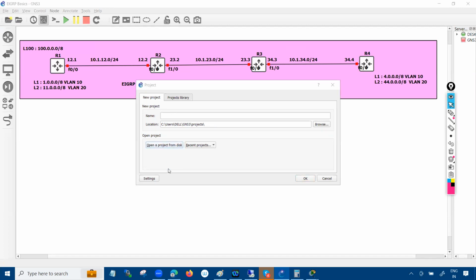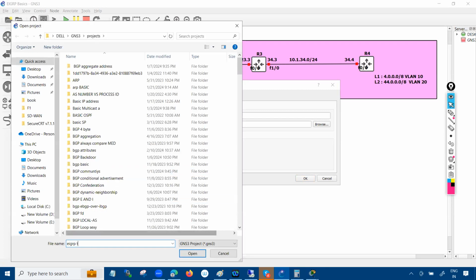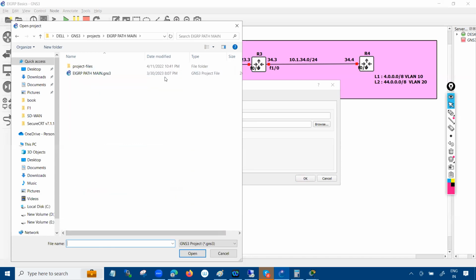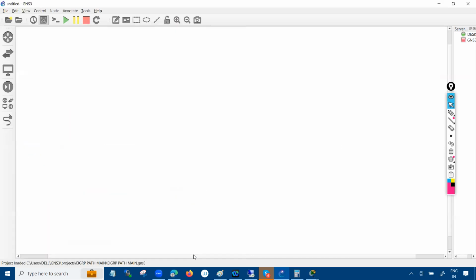One minute. I can change my methodology to pull the GRP. We have auto summary done. Sorry, auto summary. B6 we have done. Manual summary we have done. Name the model. We'll see the later packets. Passive interface. We'll see path manipulation. Right.